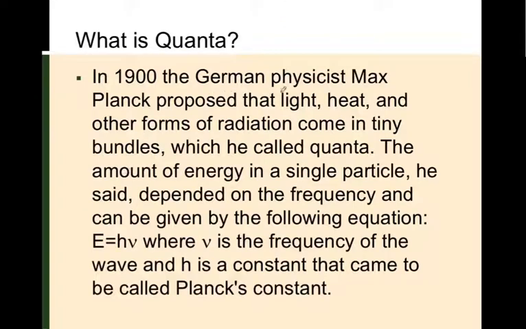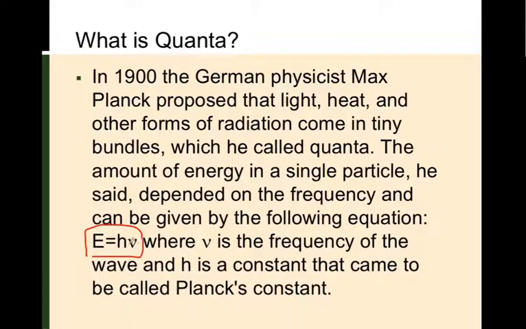So in 1900, the German physicist Max Planck proposed that light, heat, and other forms of radiation come in tiny bundles, which he called quanta. It's quantized. It has some specific value. The amount of energy in a single particle, he said, depended on the frequency and can be given by the following equation. So this is E equals h nu, where E is the energy, h is Planck's constant, and nu is the frequency of the wave. This came to be known as Planck's equation, and h became known as Planck's constant.